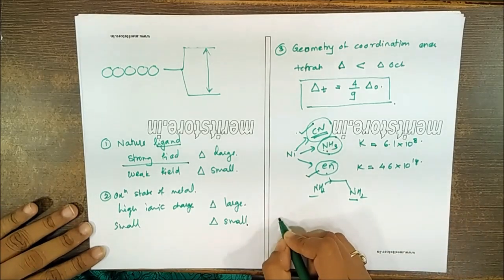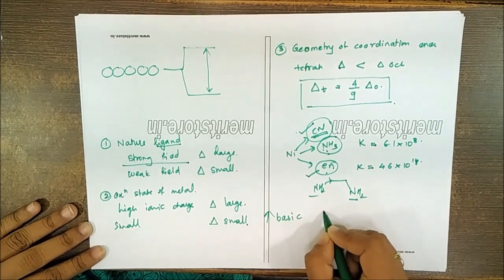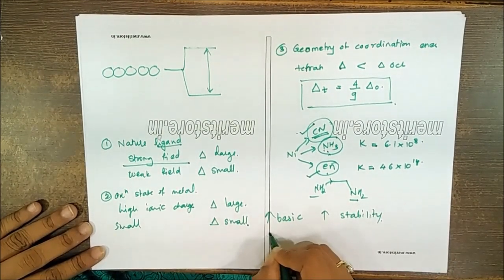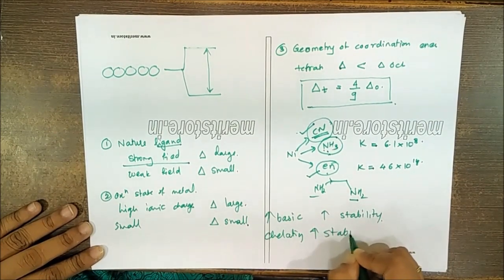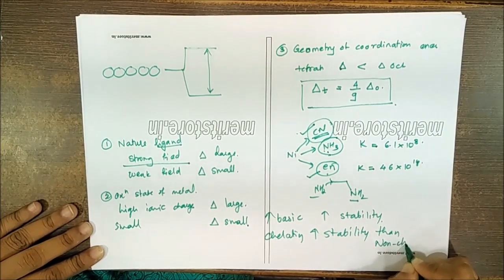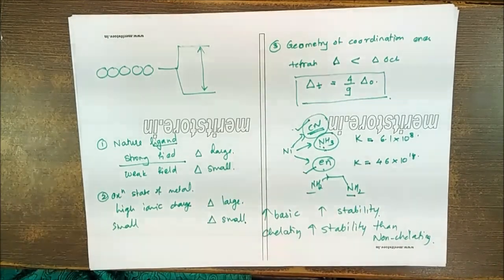First of all, in case of monodentate ligand comparison, the more basic the nature, the more is the stability. Second factor, chelating ligands have more stability compared to non-chelating ones. So these are the two factors we have to remember while deciding the stability of the complexes.